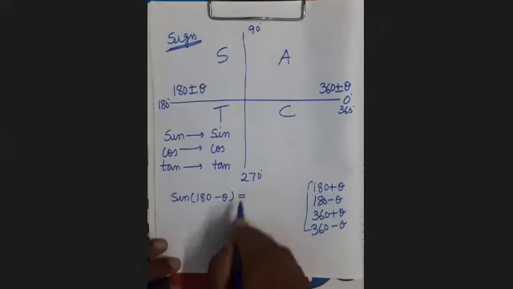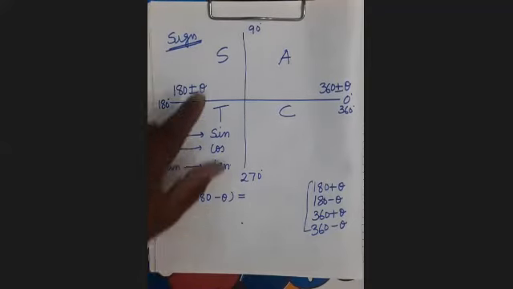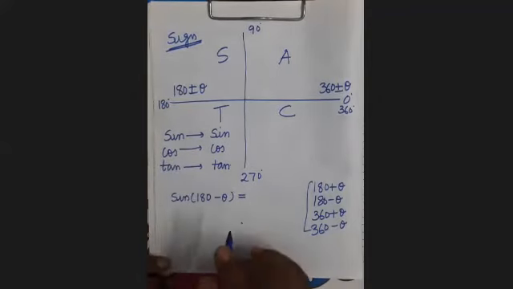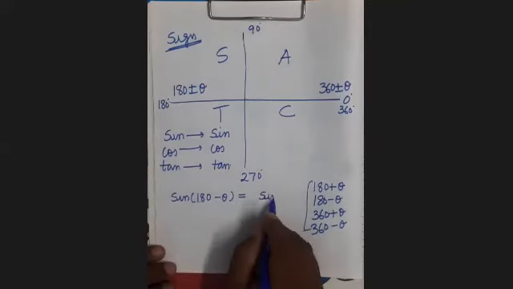What will be its sign? Plus होगा या minus? Plus, positive. Why will it be positive? Because the angle lies in the second quadrant. It's clear? And at this angle there will be no change. It will be sine theta.